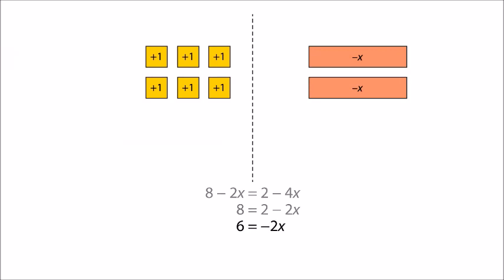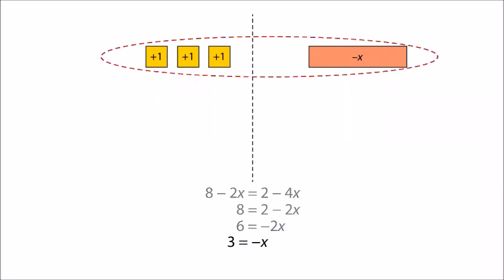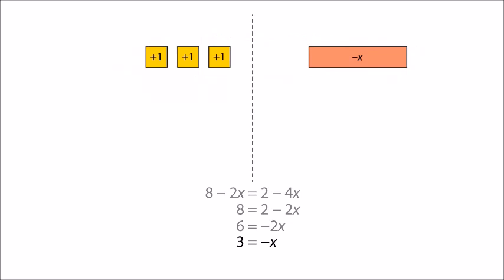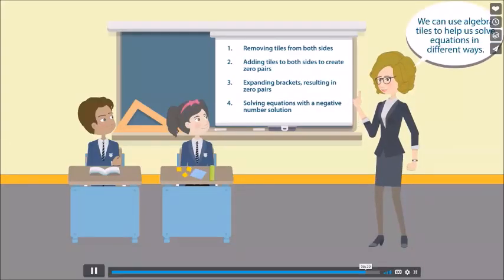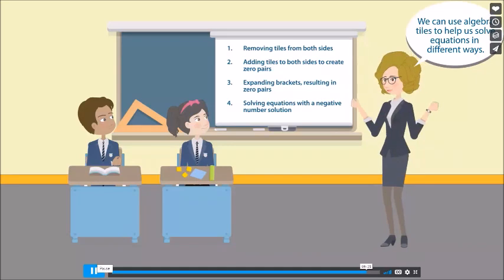There are several ways to arrive at the solution from this point. Dividing by 2 will give 3 equals negative x. The final step could be to multiply both sides by negative 1. This can be shown by flipping all the tiles to give the solution. Let's recap the ways that we can use algebra tiles to help us when solving linear equations.